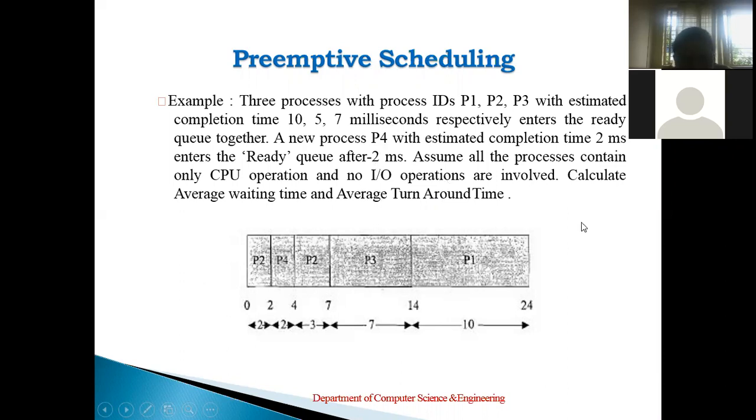Based on that, what they are asking: assume all the processes contain only CPU operation and no IO operations are involved. Calculate the average waiting time and average turnaround time. So what is the waiting time for each process in the queue, and also the turnaround time? We will see this. So just see here.